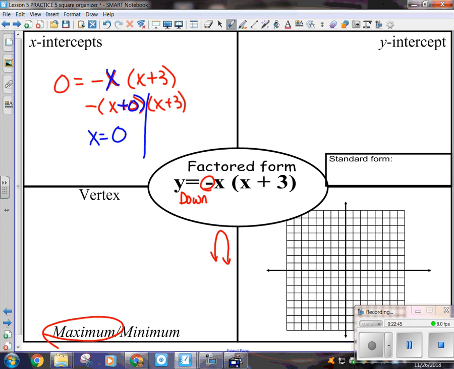What's the second x-intercept? What is it? Negative 3. I thought somebody said 3. Negative 3, 0, and 0, 0.